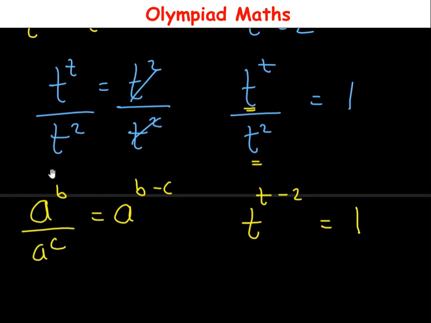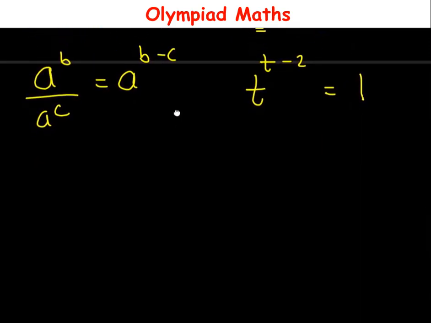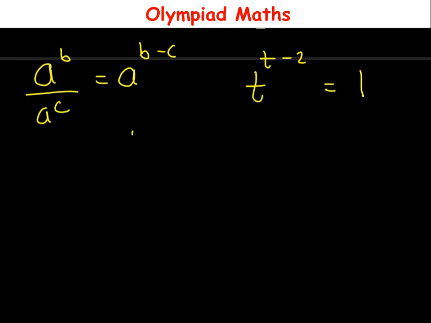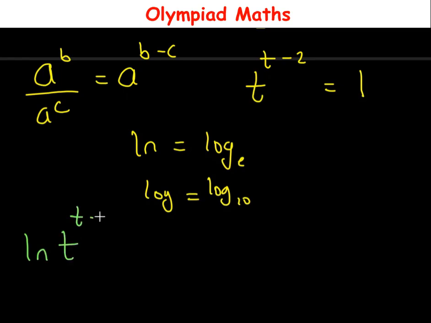Now at this junction, we are going to introduce one function that we call ln. Now ln is equal to log to base e, while log is equal to logarithm to base 10. So that means we can apply the properties of logarithm on ln. So introducing natural logarithm to this equation, we have ln of t raised to power t minus 2 is equal to ln 1.